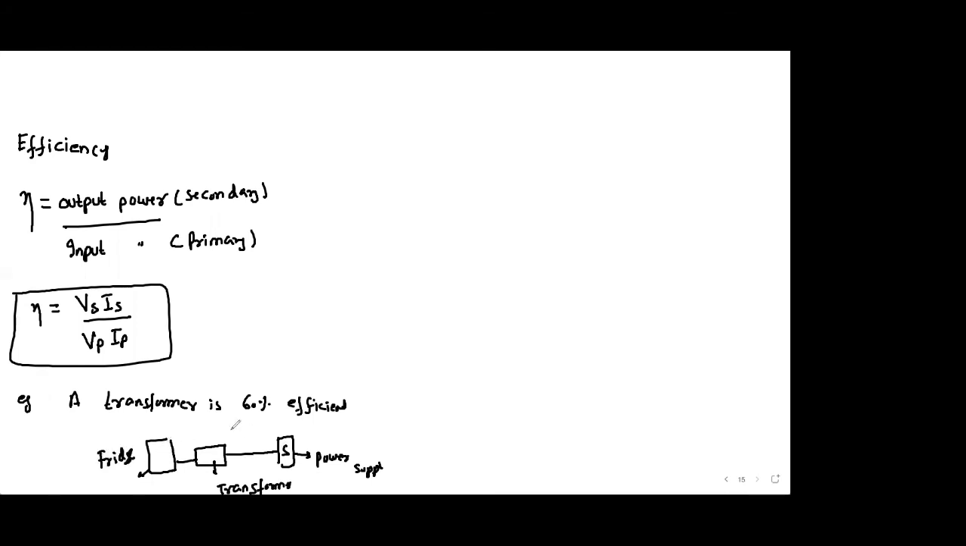This is fridge. So 60% efficiency means if this transformer takes 100 joule from the power supply, then out of that 100 joule, it will transfer only 60 joule to the fridge. The rest of the 40 joule will be wasted in the form of heat. This is the meaning of efficiency. If I say that transformer is 100% efficient, that would mean if it takes 100 joule from the power supply, it is transferring all 100 joule to the fridge. But practically, nothing is 100% efficient. There is always some loss of energy.